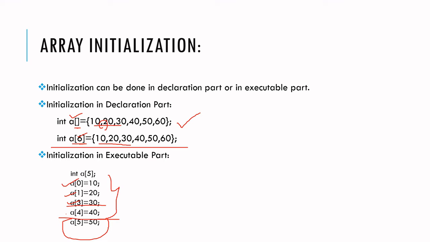So in this methodology you can store the elements to the cells of an array in the executable part. But the problem here is, if it is 5 elements, you can directly assign a of 0 equal to 10, a of 1 is equal to 20, a of 2 is equal to 30, a of 3 is equal to 40, and a of 4 is equal to 50. In such a way you can assign it.